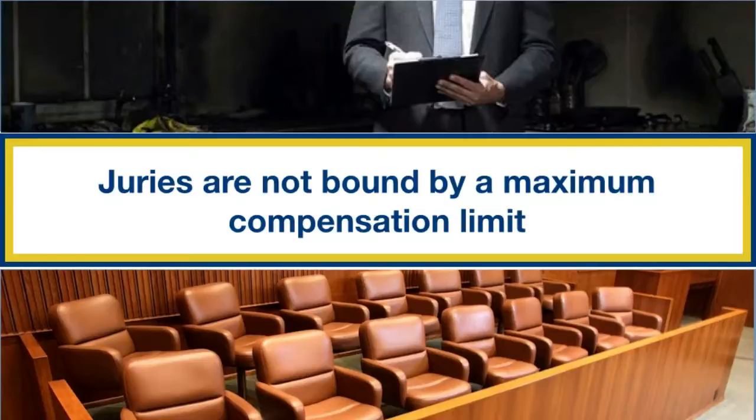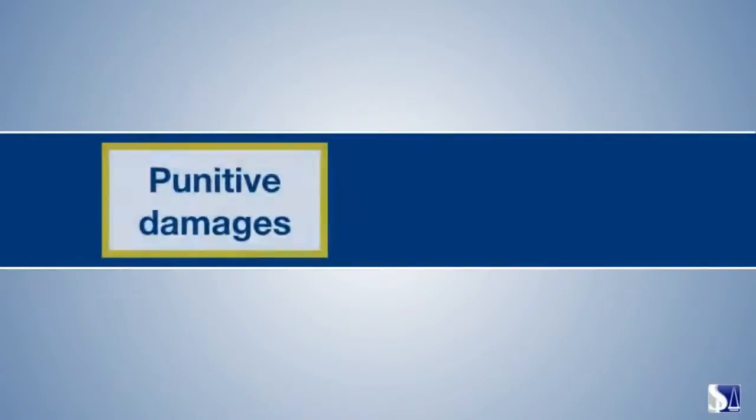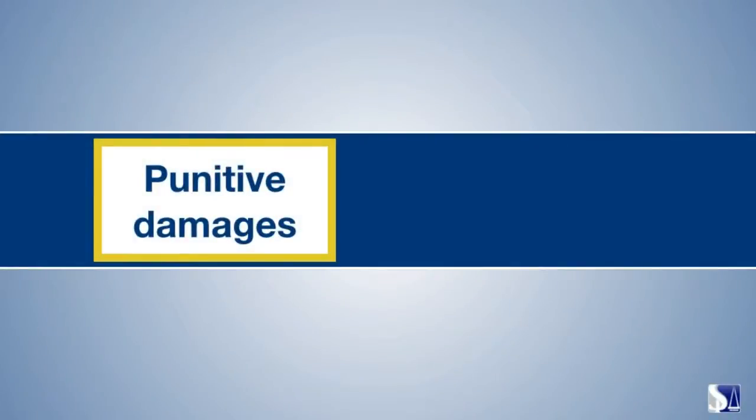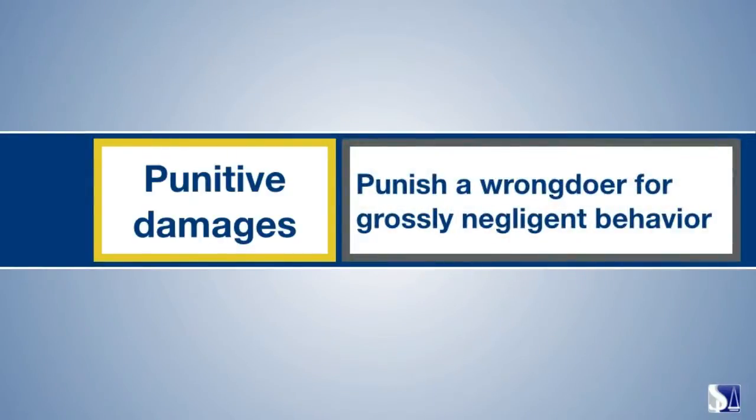Not only can a jury's award be high, but a jury may also charge punitive damages against a defendant. Punitive damages, like pain and suffering, are intangible. They're meant to punish a wrongdoer for grossly negligent behavior. If a victim convinces a jury to award punitive damages against the defendant, the victim will receive even more compensation. Punitive damages are often capped by state law, and some states don't allow them.